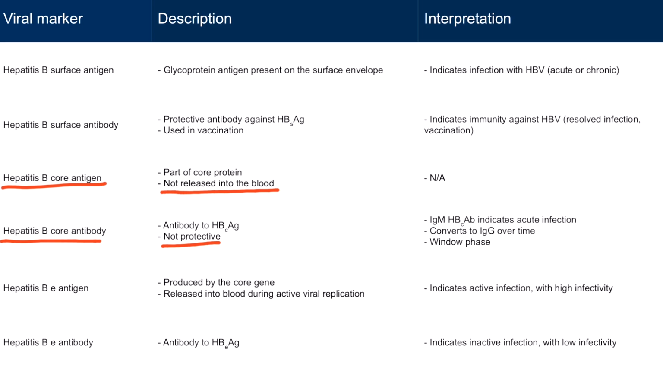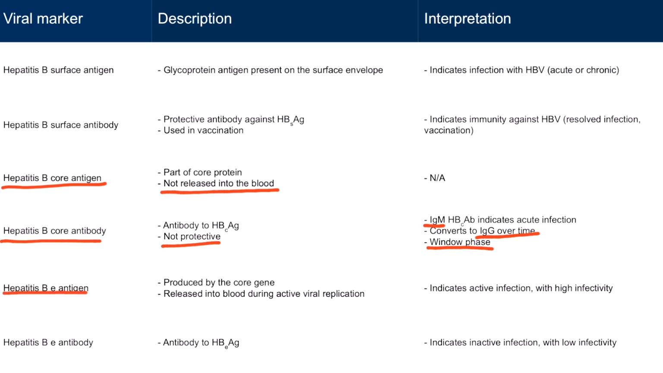Instead, this antibody marks acute infection with hepatitis B and is a very useful marker early in the infection, when the infected patient has not yet started to make the protective surface antibodies against the virus. Hence, IgM core antibodies indicate an acute infection and it converts to IgG over time. In addition, IgM core antibody may be the only marker of hepatitis B infection during the window phase, which is the time interval during which both hepatitis B surface antigen and antibody are at undetectable levels.